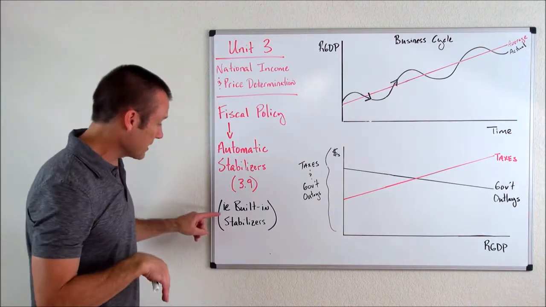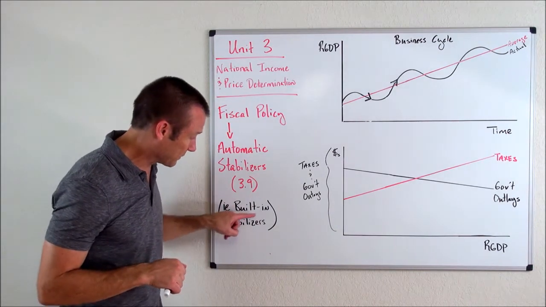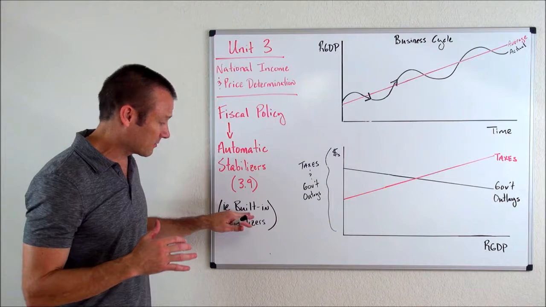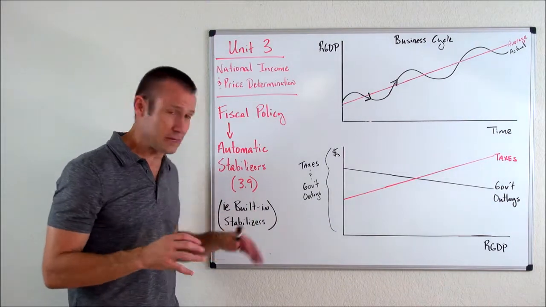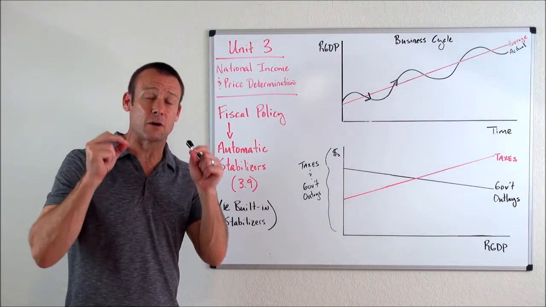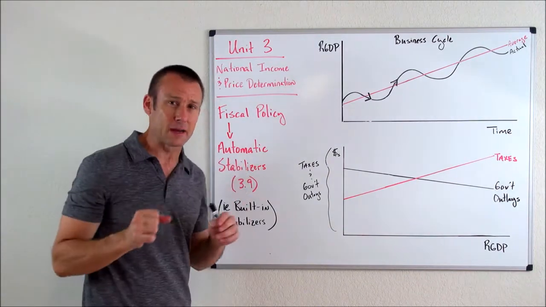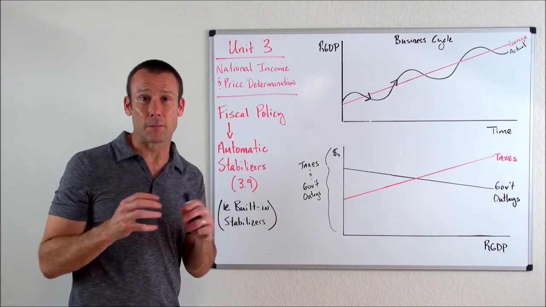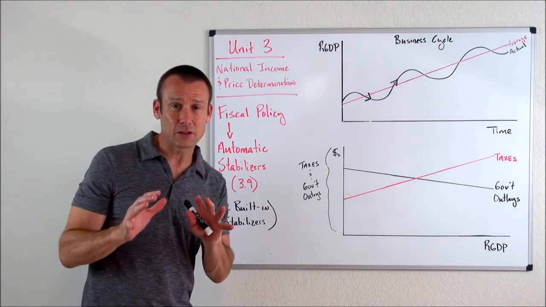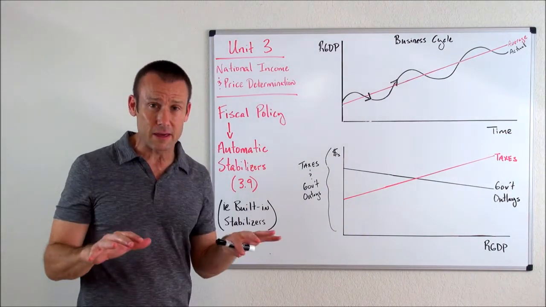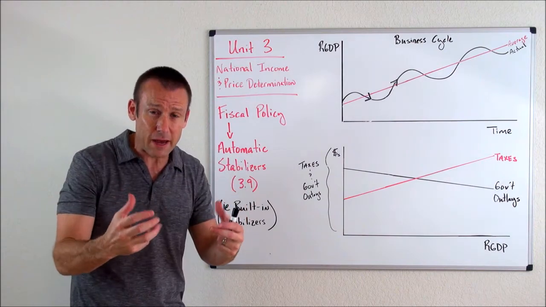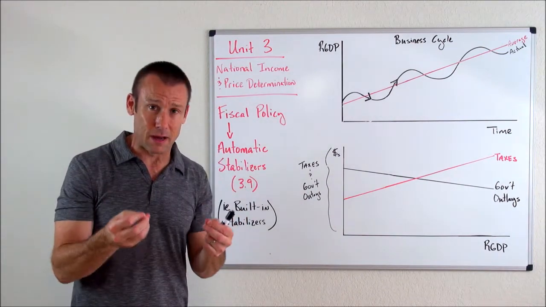In fact, another name for automatic stabilizers is built-in stabilizers. I like this name too. What this built-in means is these are stabilizers that are built into our government's budget. And once again, they will happen automatically. What do we mean by them happening automatically? We don't need legislatures or the president to do a thing, and things will automatically happen to help stabilize the economy.